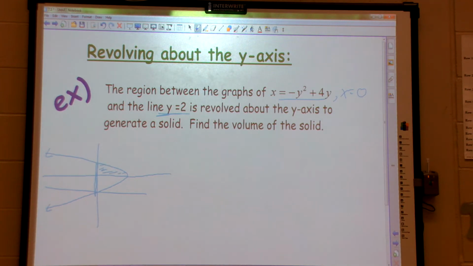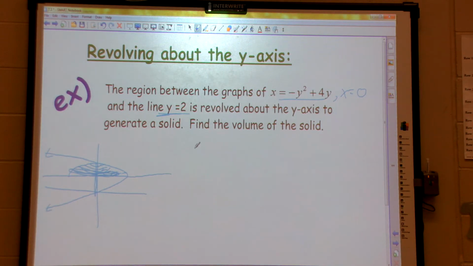When I revolve it about the y-axis, it'll look like that. Like an acorn hat. Yeah, I think that's a pretty accurate description.